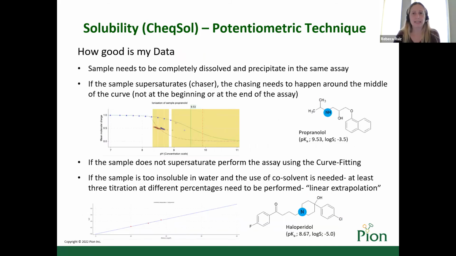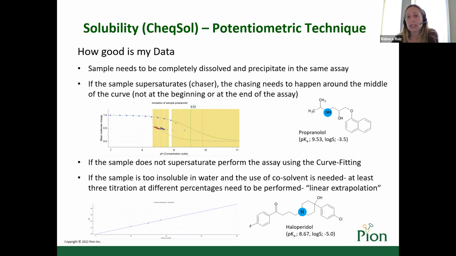How good is my data? To have a successful solubility result, the sample needs to be completely dissolved and precipitate during the same assay. If the sample supersaturates, then it's a chaser. And the chasing always needs to happen around the middle of the curve, not at the beginning and not at the end of the assay.